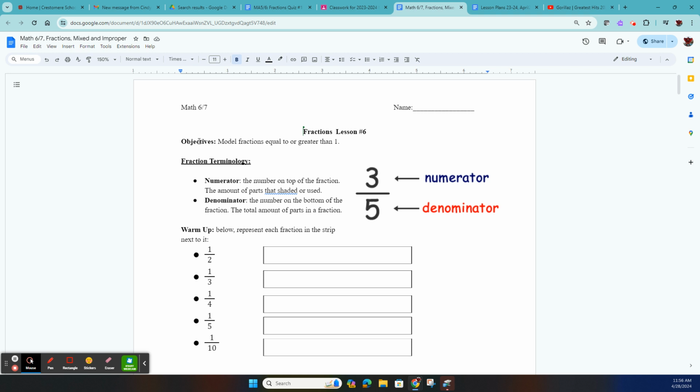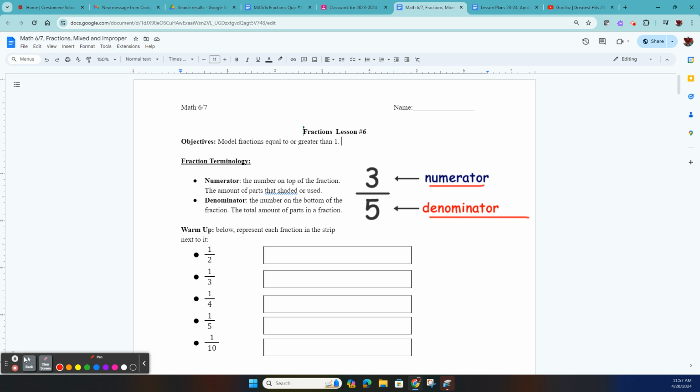Our objective is to model fractions that are equal to or greater than 1. That'll make a bit more sense in a second. So let's go through some terminology really quick. I know we know this because we're pros, but still, we have a fraction. The very top number is our numerator. The very bottom number is our denominator. The denominator tells us how many parts there are in total, and the numerator tells us how many we have, or how many are being eaten, out of that total. So we would say 3/5.